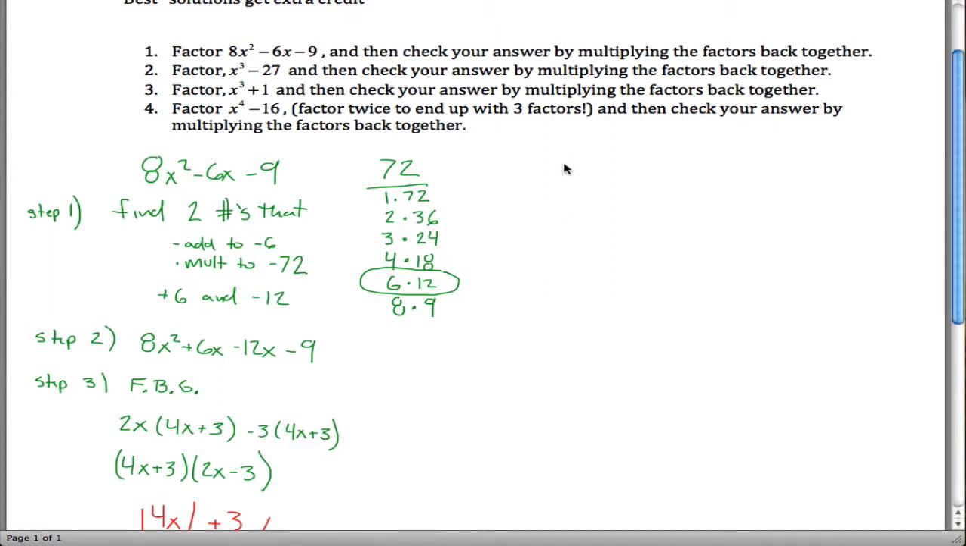The second one, we get x cubed minus 27. The trick for this one is it's a difference of cubes, and we have a formula for difference of cubes. A cubed minus b cubed is equal to a minus b times a squared plus ab minus b squared.